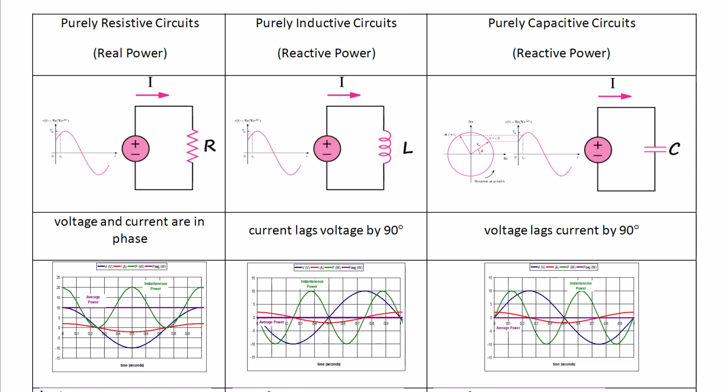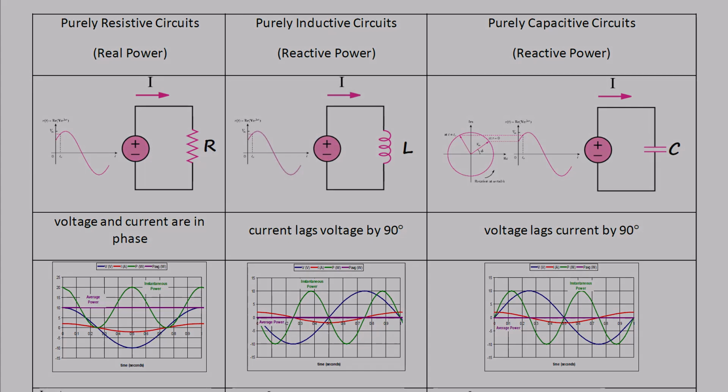current. Similarly, for the capacitor, if you plot the voltage, the current, the average power, and p(t), you see that p(t) has double the frequency, the average power is 0, and voltage lags current by 90 degrees. Remember, that represents ICE, and current lags voltage by 90 degrees, that represents ELI.